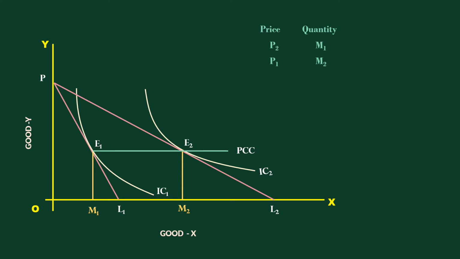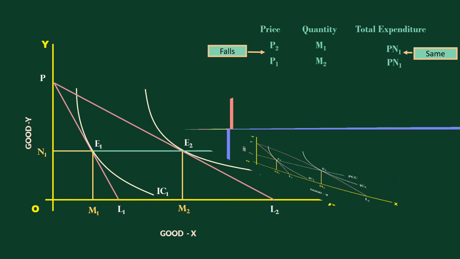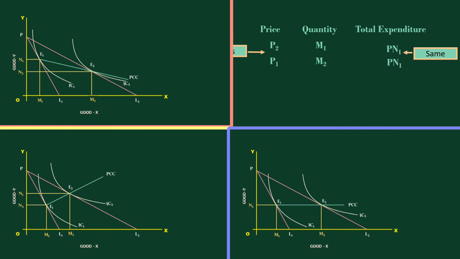The total expenditure in both the cases is Pn1. Even after a fall in price, the same expenditure is incurred. If the total expenditure doesn't change with a change in price, then elasticity is unitary. A price consumption curve which is parallel to the x-axis indicates unitary elastic demand. Thus, from the shapes of the price consumption curve, we can easily identify the kind of elasticity of demand.